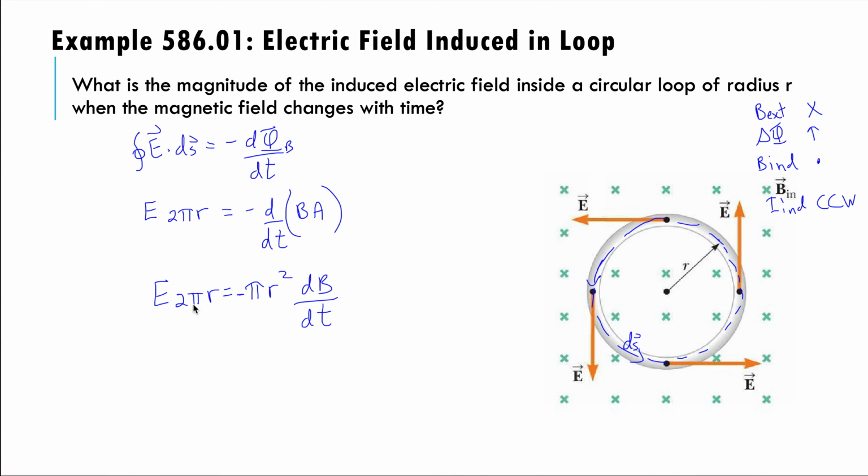And now we can just go ahead and solve for E. All we have to do is divide by 2 pi r. So when we do that, one of the r's cancels, the pi cancels, and we get E equals negative r over 2 times the derivative of B with respect to t. So if we have a problem where we know how the field changes with time, then we can figure out what is the electric field induced. And we're going to do just that in the next example.